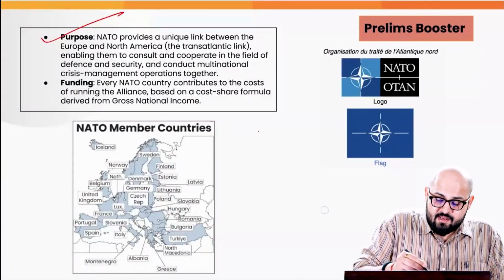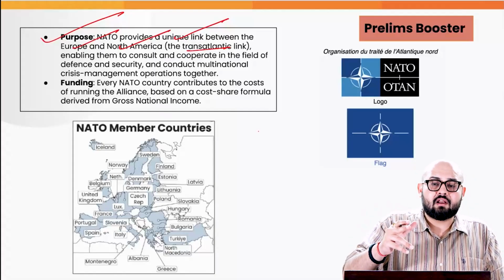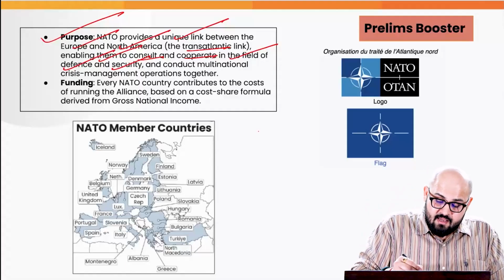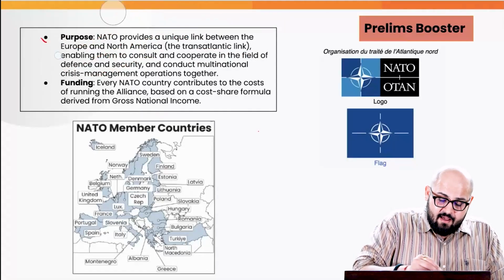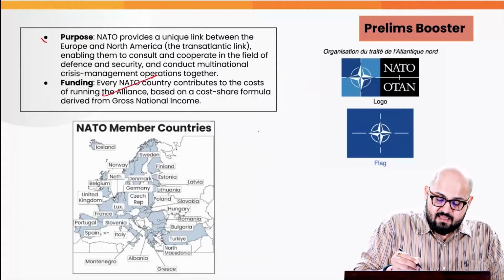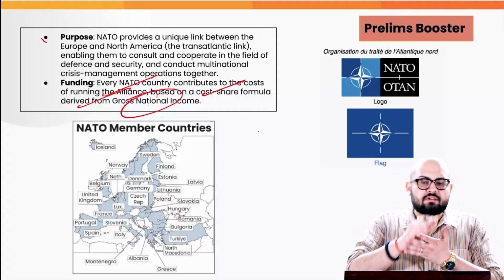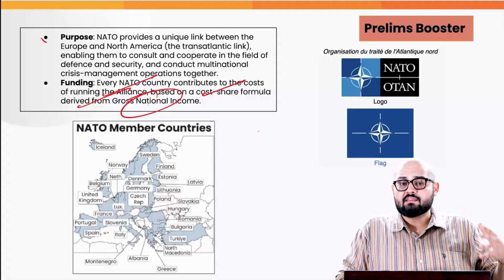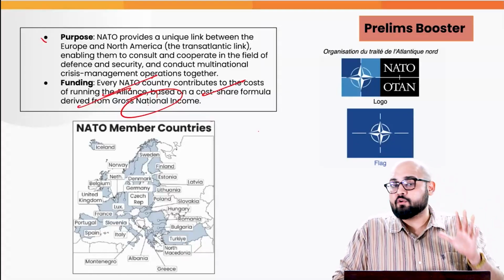Now, purpose: NATO provides a unique link between Europe and North America, the transatlantic link. That's the reason we call it North Atlantic Treaty Organization, enabling them to consult and cooperate in the fields of defense, security, and strategic areas, and conduct multinational crisis management operations together. Funding: every NATO country contributes to the cost of running the alliance based on a cost share formula derived from gross national income. So, as a percent of gross national income, you have to contribute to NATO. That is what Donald Trump is also saying, that please increase your contributions, otherwise NATO would become ineffective. That is what you need to know with respect to this article.